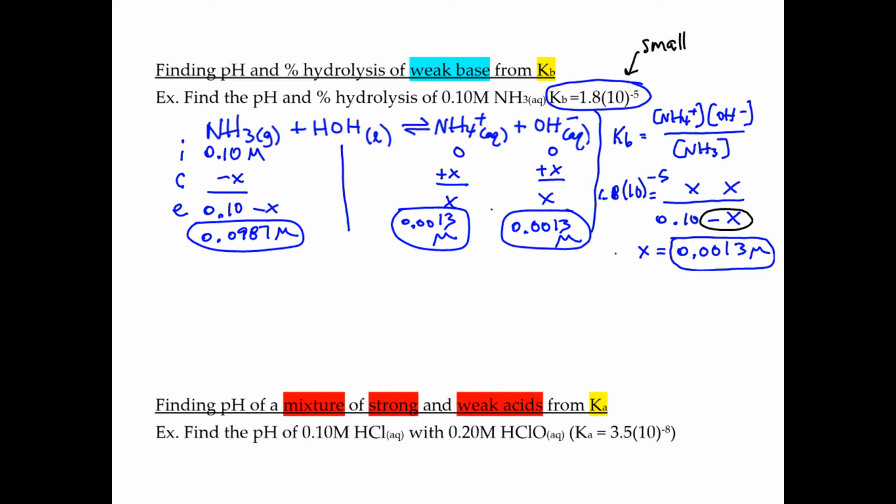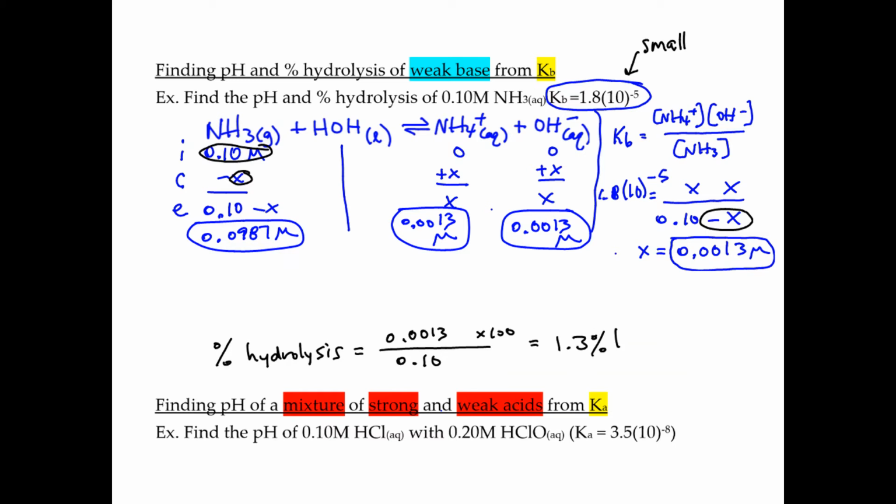That's the same calculation as percent dissociation, but you can't call it dissociation because it's not dissociating, it's reacting with water. So that's going to be your x, again, over your original. So it's going to be your 0.0013 over your 0.10 times 100, which gives you 1.3% hydrolysis. It's the exact same calculations we did with the acids, except this is a base.